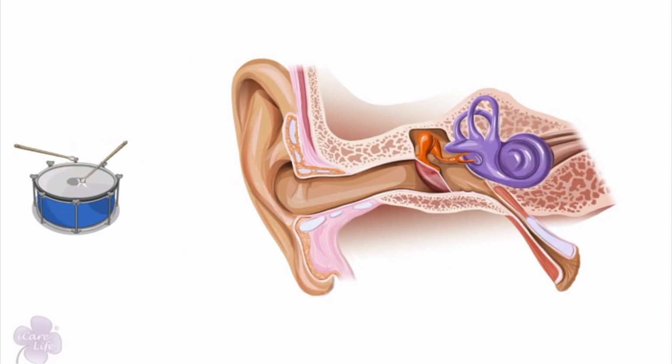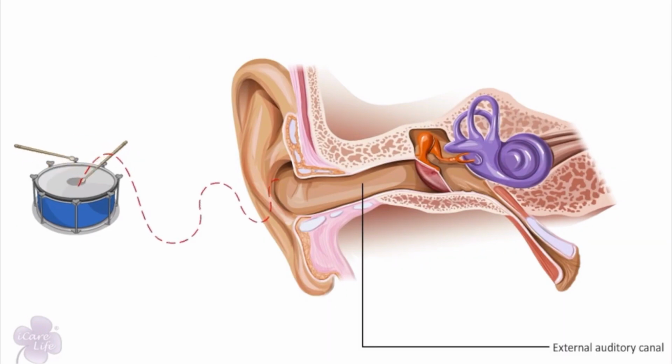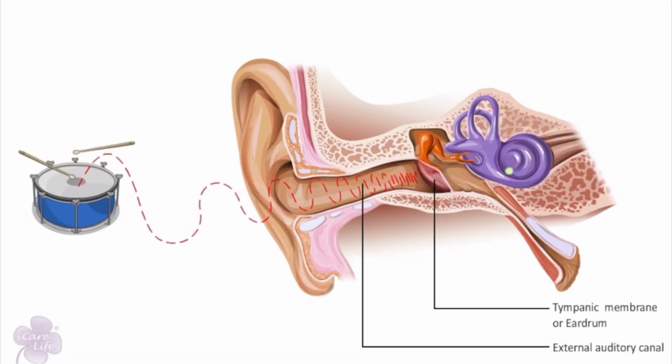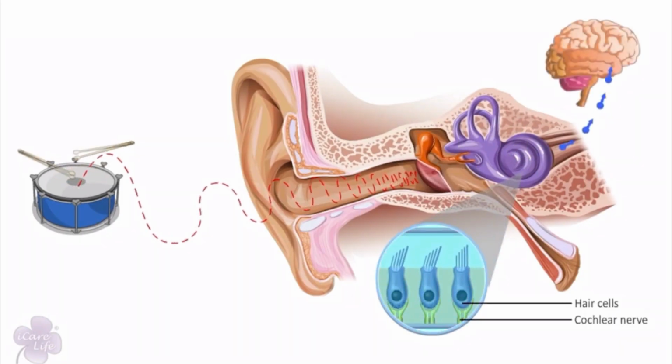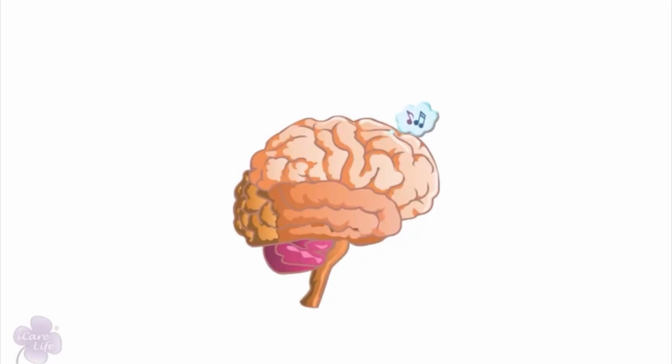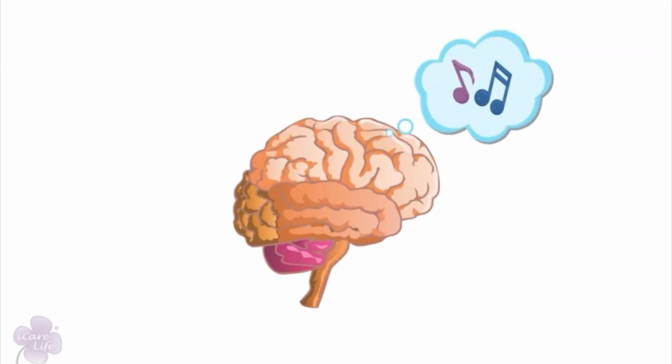The following process describes how we hear. The external ear directs sound waves to the eardrum. The eardrum vibrates and transfers the vibrations to the auditory ossicles. The auditory ossicles transfer the vibrations to the cochlea. The fluid inside cochlea moves. The hair cells move and send signals to the brain. The brain interprets the signals and we hear the sound.